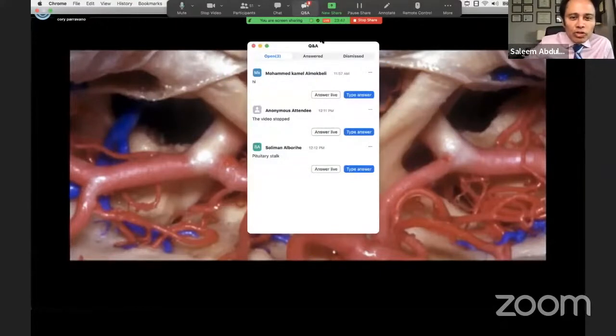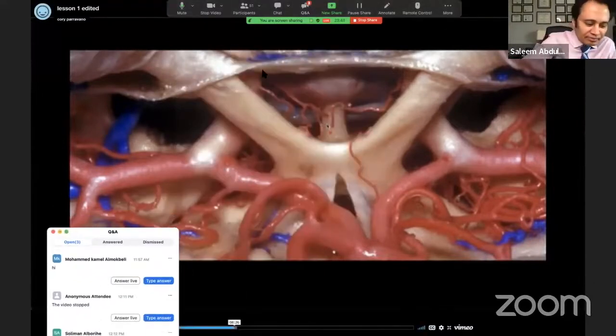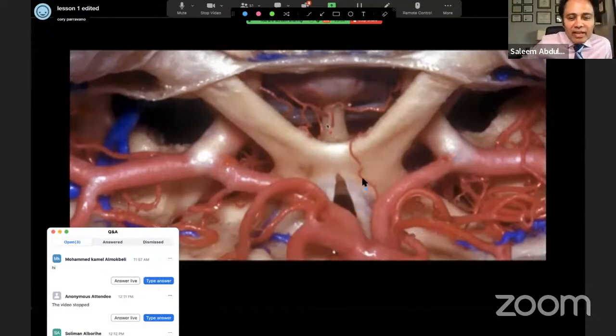Pituitary stalk, very good, Sulaiman. Very nice. So the hypothalamus is behind us. This is the pituitary stalk. This is the pituitary gland right here below us. So we, the microsurgeons, come from the sylvian fissure this way to look into this area. The endoscopic surgeons come from the nose to come here. So that's the pituitary gland.